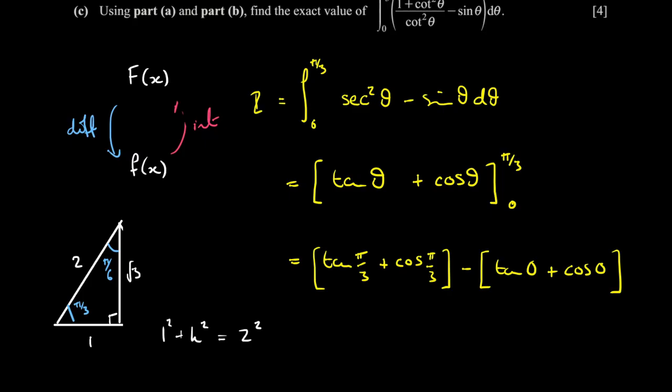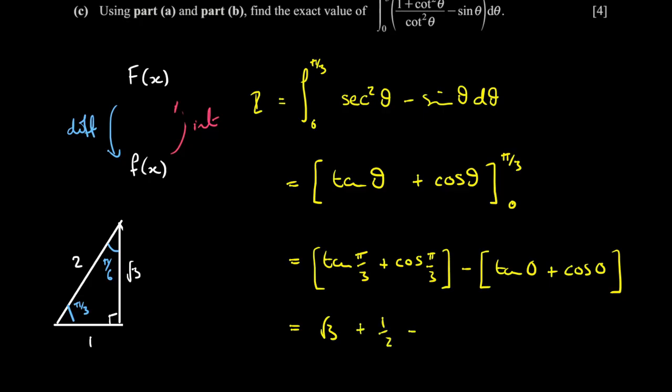And I've deleted the other side of the triangle because it's no longer relevant. Okay, so I've got this triangle here. And so therefore I can find out what tan pi by 3 is, because tan is opposite over adjacent. So tan pi by 3 is root 3 divided by 1. So I end up with root 3. Cos pi by 3 is adjacent over hypotenuse. So adjacent is 1, hypotenuse is 2. So we end up with 1 upon 2.